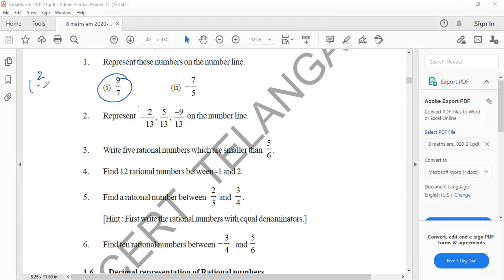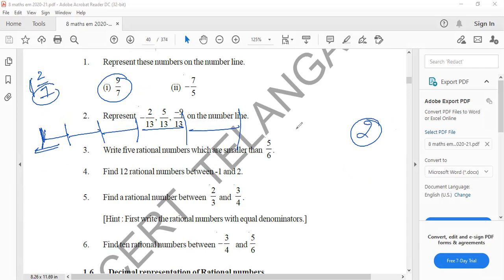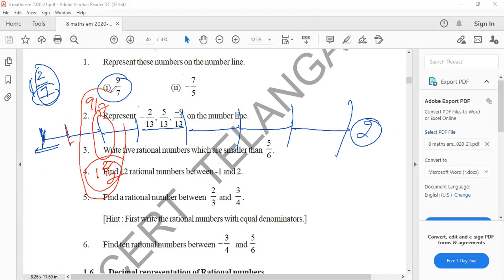1 2 by 7 means after 1 you get 2 of 7 parts. Here 1 you can write, here 2 you can write. In between you can write 7 parts: 1, 2, 3, 4, 5, 6, 7 parts. Out of these, this is 1 by 7, 2 by 7. This is 1 2 by 7, which is nothing but 9 by 7. Clear?